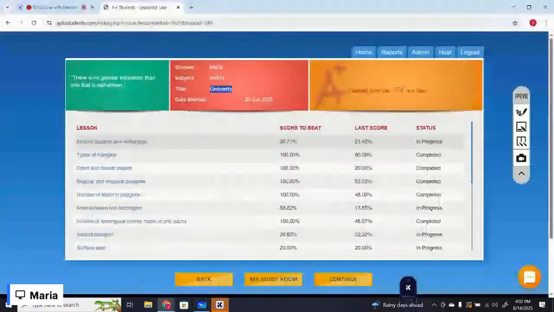Here I am on grade 5 math, chapter geometry. Let's just start with the first lesson, the squares and rectangles.